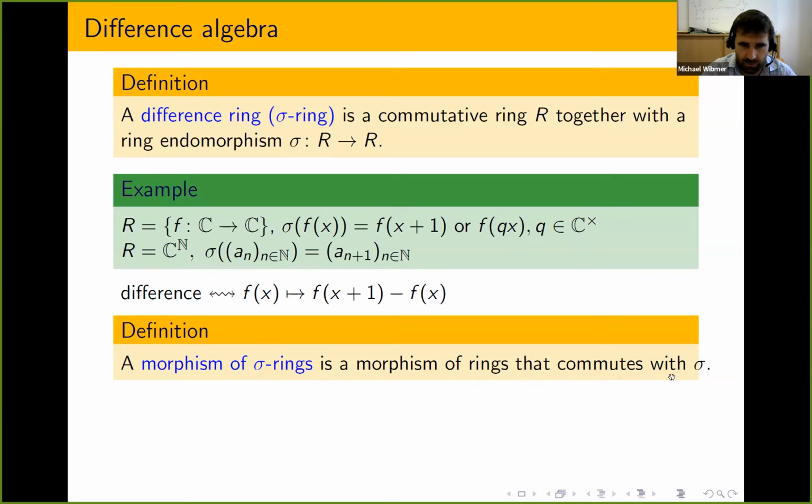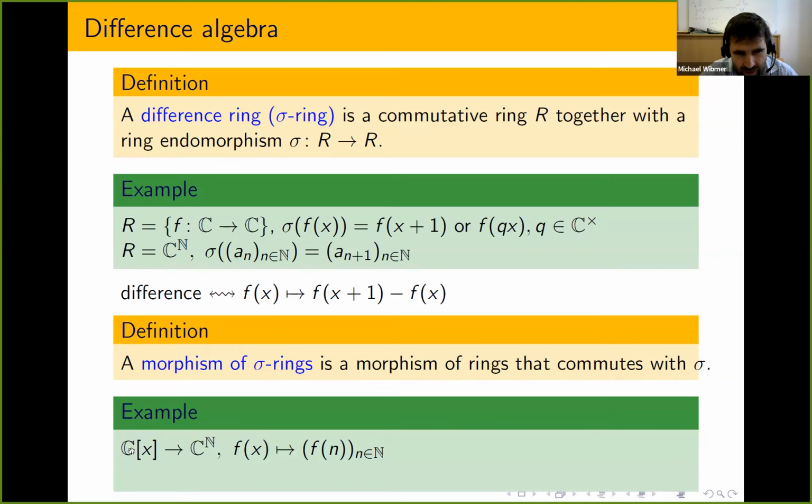Okay. Yeah, so maybe just to give an example of a morphism of difference rings, you can map a polynomial, so this is just a univariate polynomial ring in one variable x, and then I take this polynomial and I evaluate it at the set of all integers. And so this is first of all a morphism of rings, and I'm also claiming that it's a morphism of difference rings.